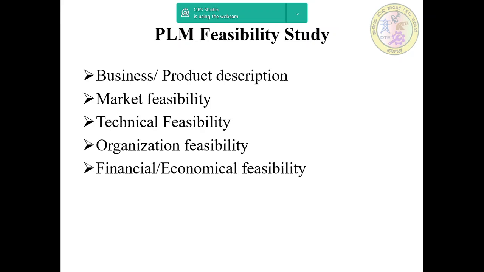And then these are the main areas of the feasibility study. The PLM feasibility study typically consists of these five following areas. First one is business or product description, and then market feasibility, technical feasibility, organization feasibility, and the last one is financial or economic feasibility. We'll discuss one by one.